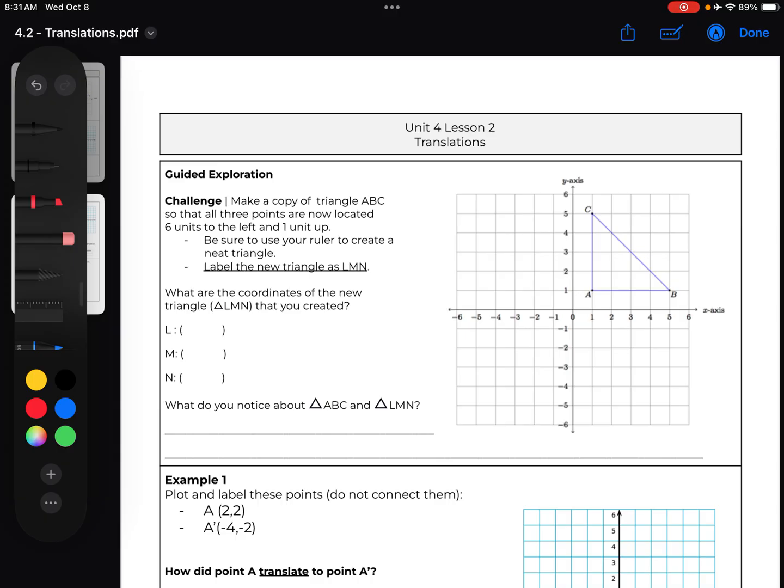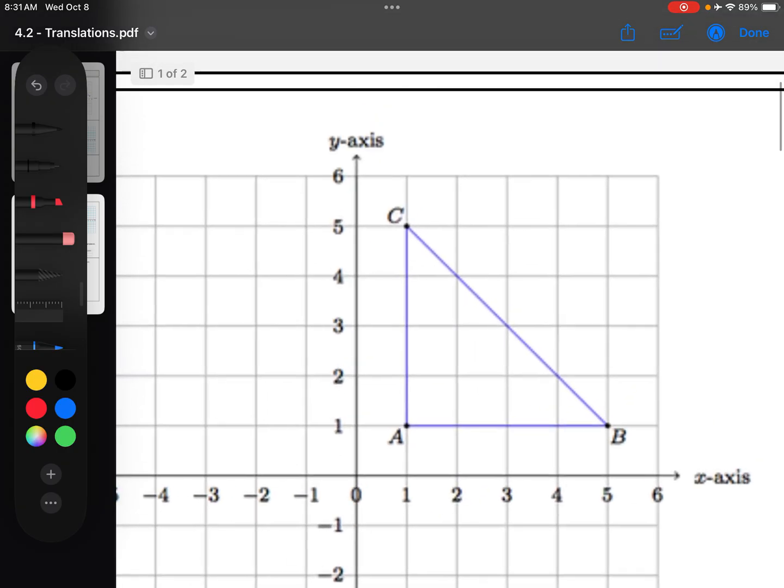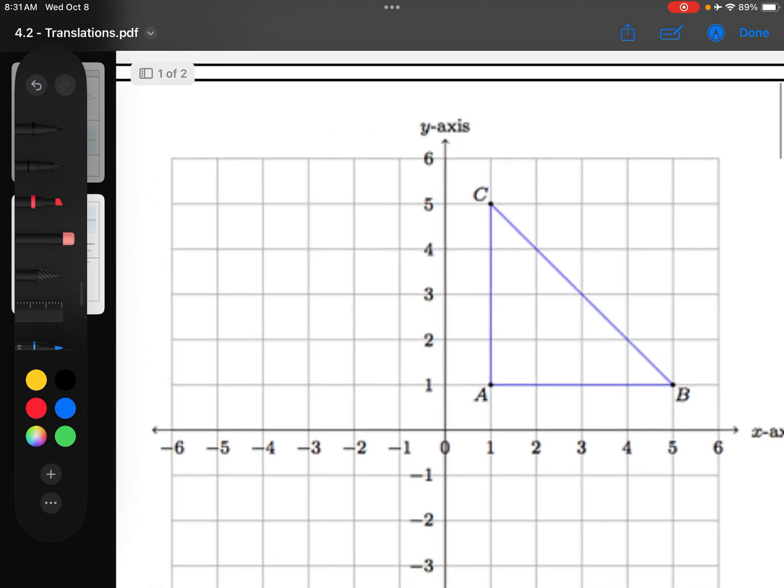You want to make a copy of triangle ABC so that all 3 points are now located 6 units to the left and 1 unit up. Be sure to use a ruler or a straight edge to create a neat triangle. Label the new triangle as LMN. Okay, I'm going to go ahead and do this. So if you didn't pause the video, you are going to get the answer. So pause it at this time if you would like to try it.